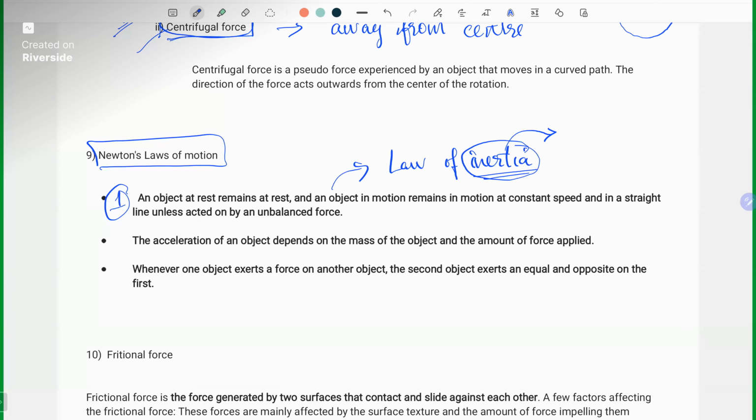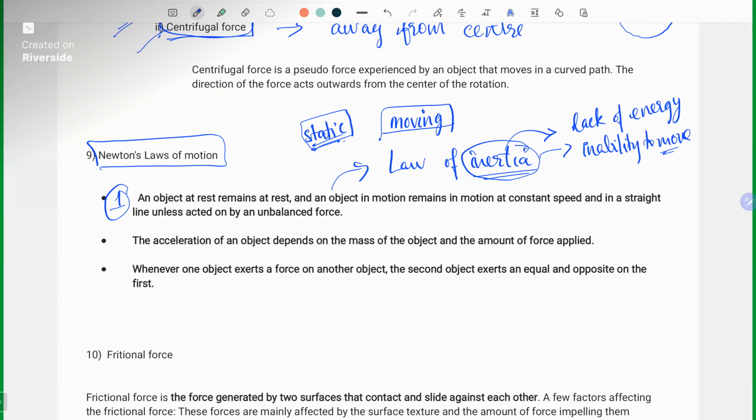Inertia is lack of energy or inability to move. Basically resistance to change, whether it is in static position without movement, an object, or whether it is moving with a velocity or speed. So unless it is disturbed, unless this is given a speed or a force, or unless this is given a change of direction, it will not change its path automatically under any condition. That is inertia, law of inertia.